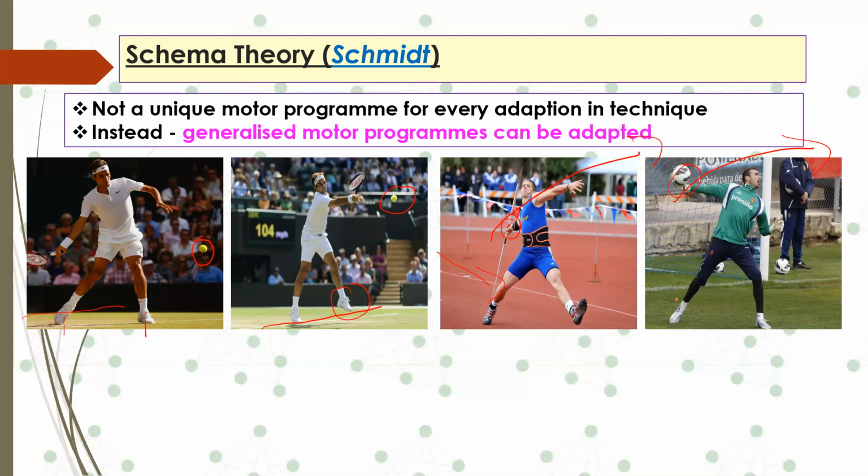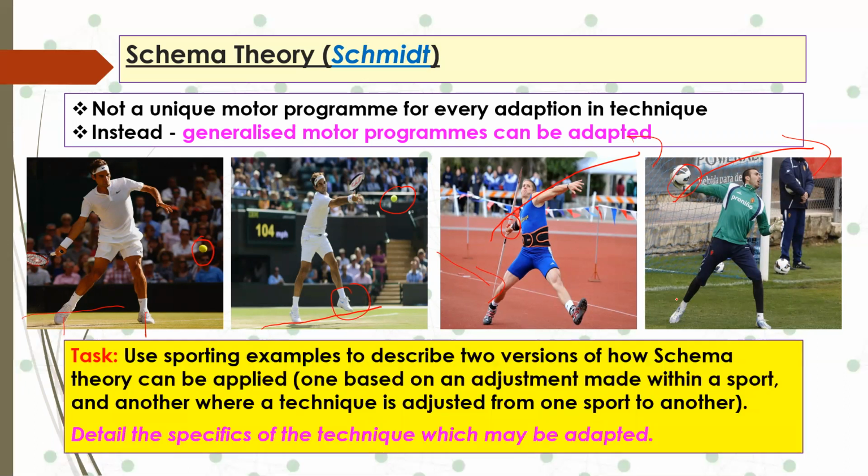Lots of different things. And the point is, it's a general motor program for the performance of throwing overarm, but then it's adjusted based on the specifics of the sport and the specifics of that particular situation. So what I want you to do is use sporting examples to describe two versions of how schema theory can be applied. One based on the adjustment made within a sport.